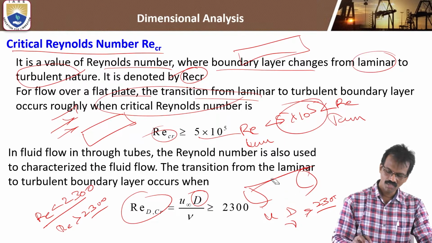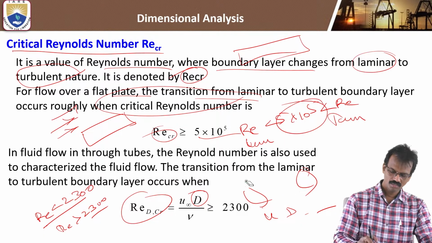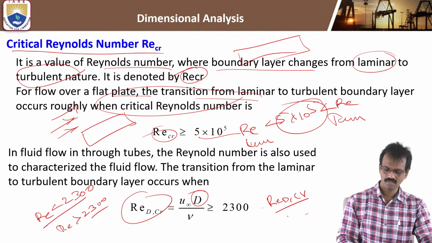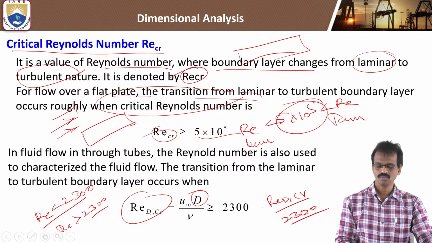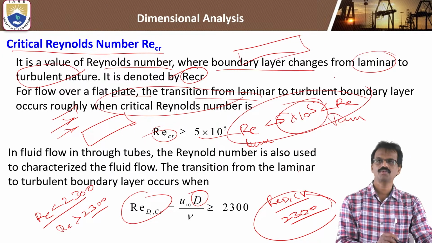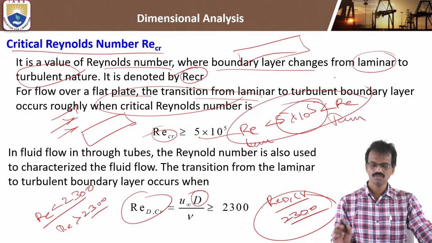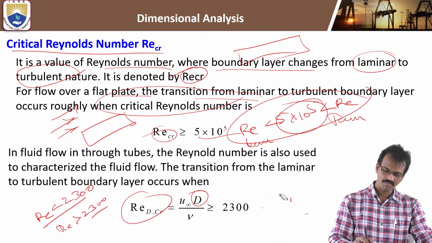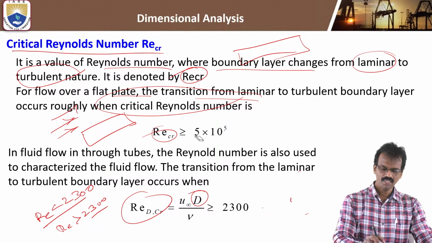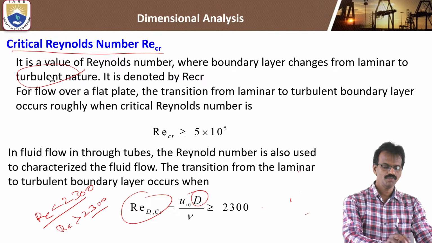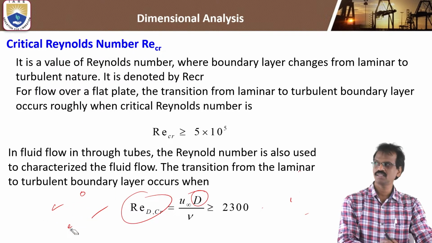So finally, the Reynolds value here, 2300, is the critical Reynolds number, Re_cr, that is 2300. It means for internal flow the critical Reynolds number is different. For external flow, the critical Reynolds number is equal to 5 into 10 to the power 5. So based upon these critical Reynolds values, we can identify the type of flow. If you identify the type of flow, then you can take the formulas regarding that one.